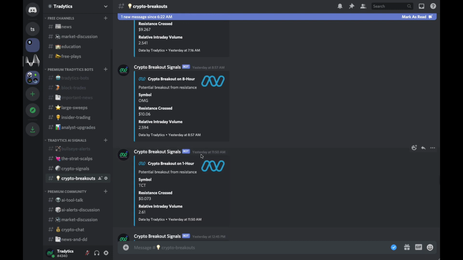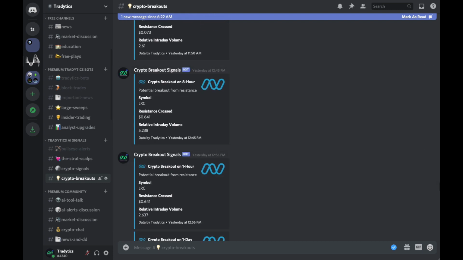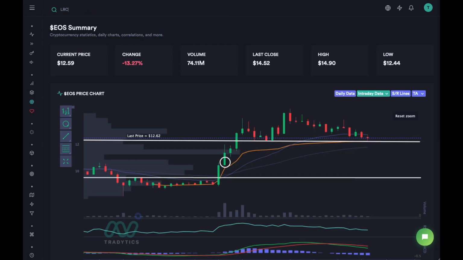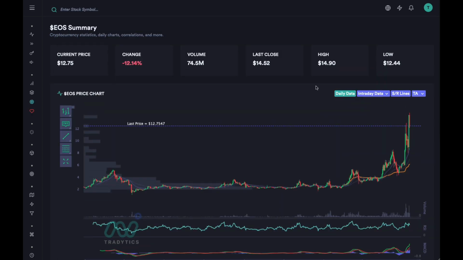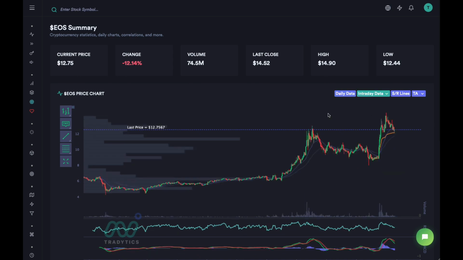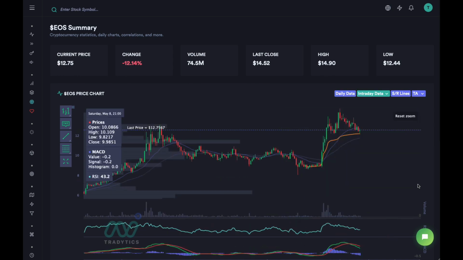All right, let's see. LRC, I believe one of our members took this. Let me just quickly show you one more thing on EOS. So we have talked about horizontal support and resistance lines.